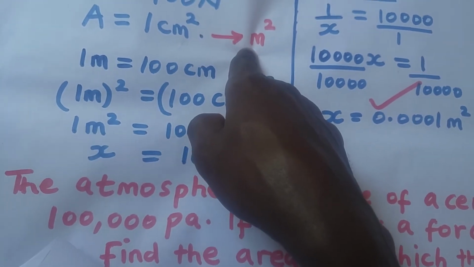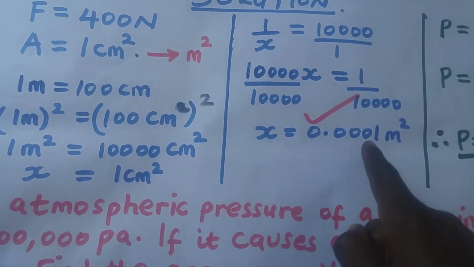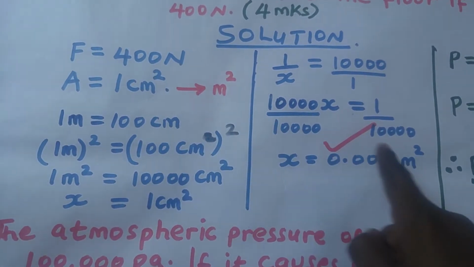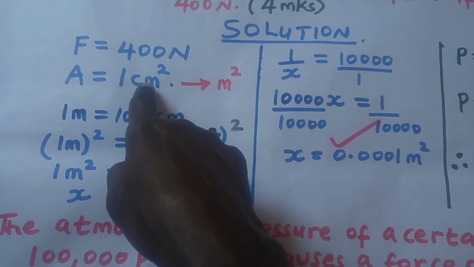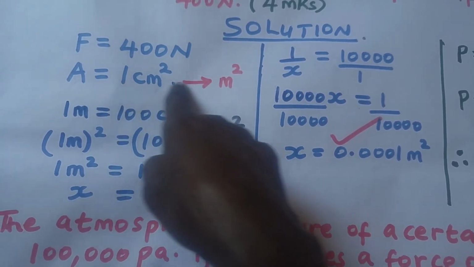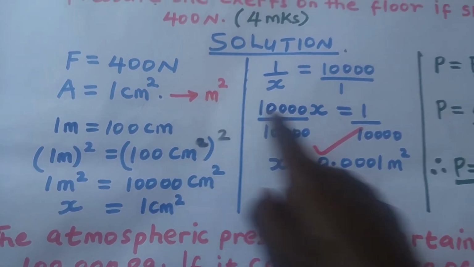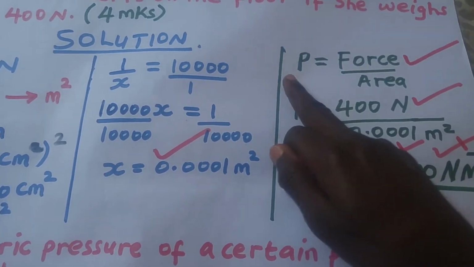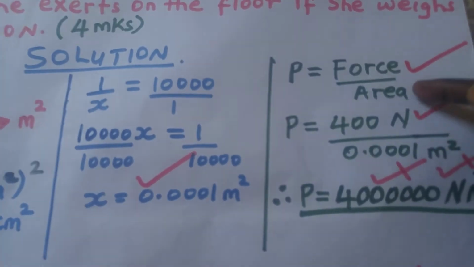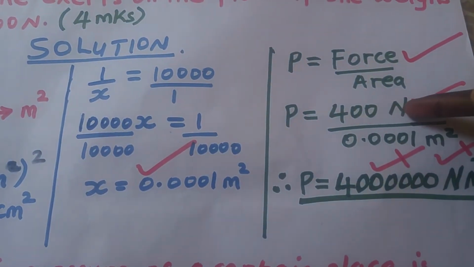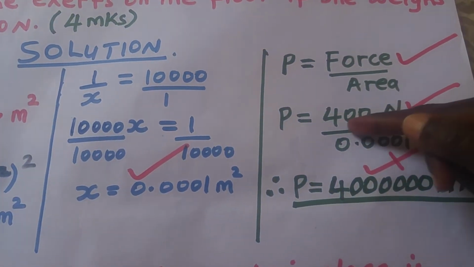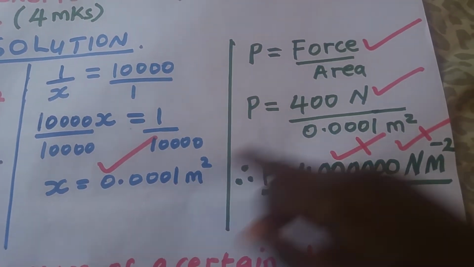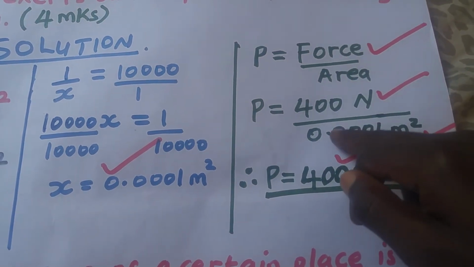Now that we already know our area in meter squared, we can now calculate pressure. After all, we know the force. So our area is now this one. You don't use this one because you have already changed this one from centimeter squared to meter squared. So we shall now go ahead and say our pressure equals force divided by area. The force is 400 newtons. Then the area we have just calculated is this one. So you substitute where there is the area down here.